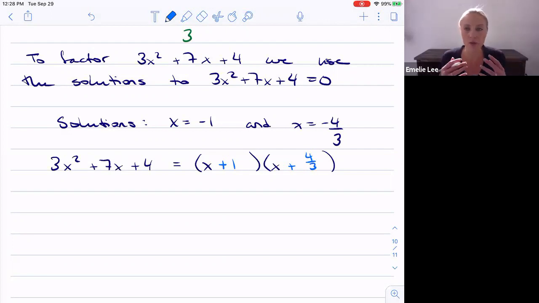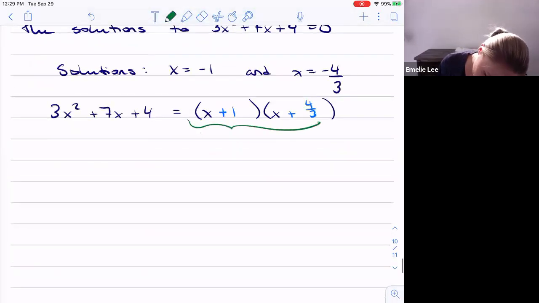So we use our solutions to make our factors. Now, again, it's going to be a little bit more work, but what we're going to do is expand this to make sure that we get to the same spot. And like I said, there's a little trick at the end that we have to use, but it will work. So expand this to check our work.